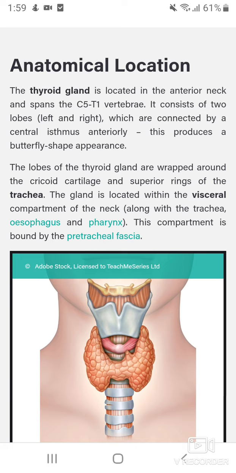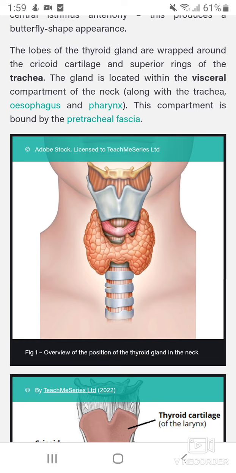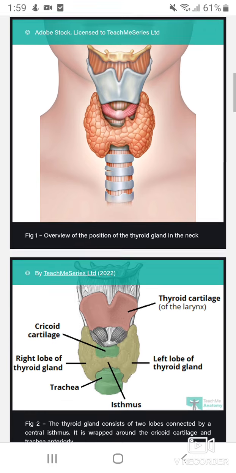The lobes of the thyroid gland are wrapped around the cricoid cartilage and superior wings of the trachea. The gland is located within the visceral compartment of the neck along with the trachea, esophagus and pharynx. This compartment is bound by the pretracheal fascia. You can see the thyroid gland in this picture.